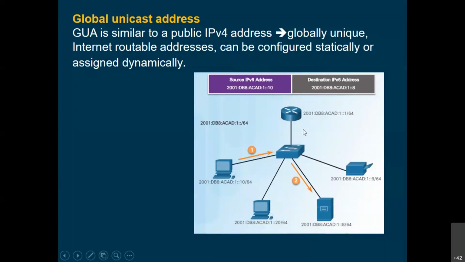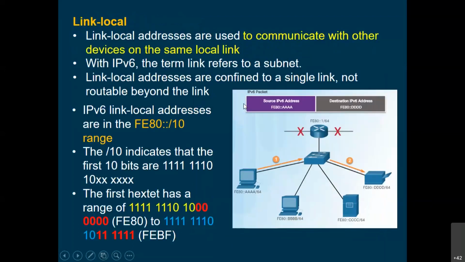So if you see here, this IP address is its global unicast address. This is this network's network address. And this is the GUA for each of the devices. If it wants to send something within the subnet, they can just send it, similar network. Link local addresses are used to communicate with other devices on the same local link.